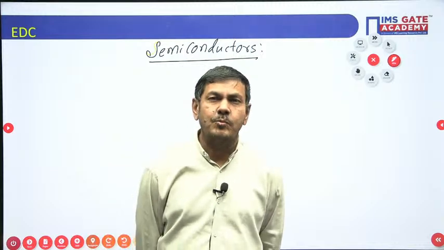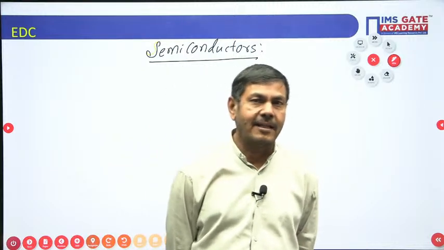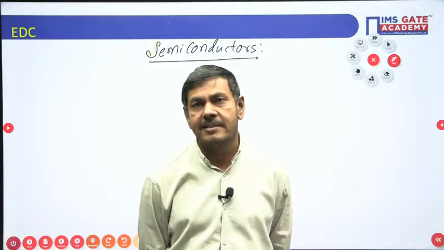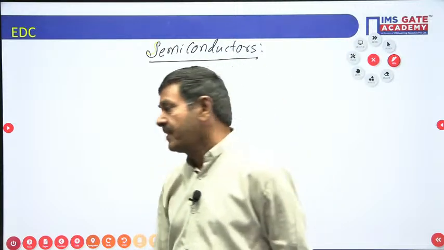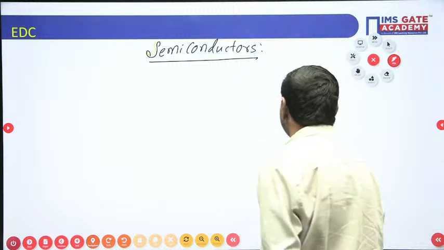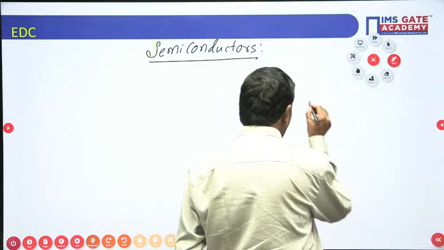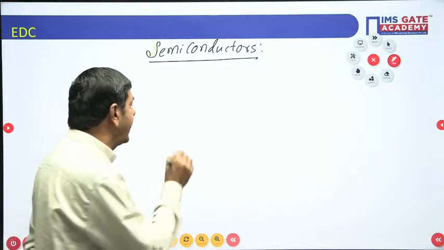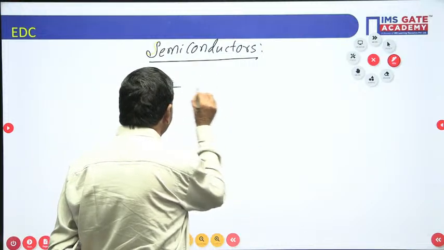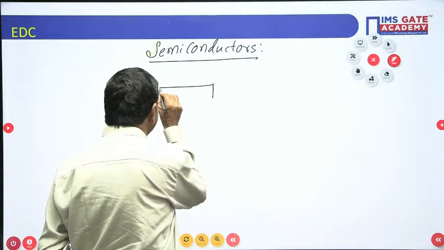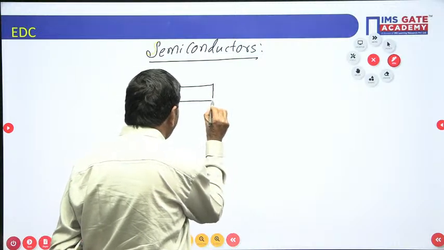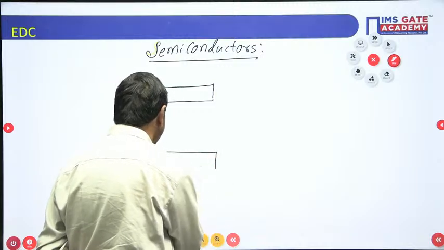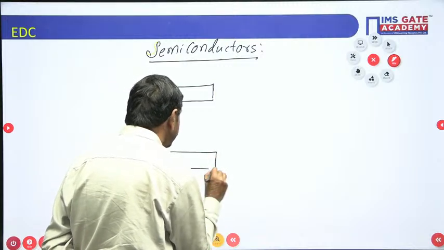Very precisely, there are 2 bands, the valence band and the conduction band. The gap between these 2 bands we call the forbidden energy gap. Understand my point now. How is that energy band diagram to be drawn? I will draw it for the 3 materials. Taking the insulator first, you will find the energy band diagram in this way.